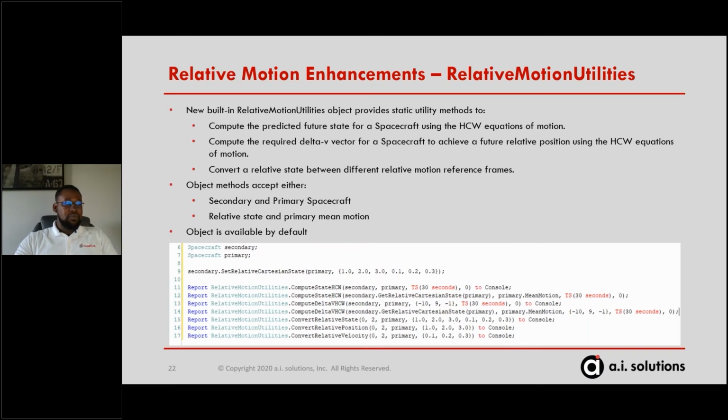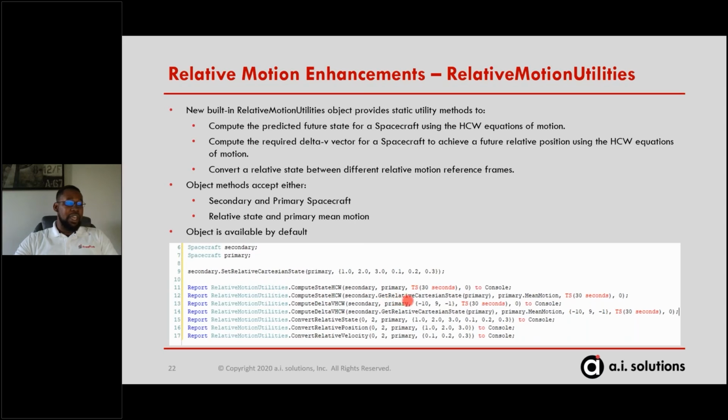Now, the object methods will accept either a secondary or primary spacecraft, as well as the relative state and the primary mean motion. We can see here on this bottom example, this is just a simple implementation of our relative motion utilities object. So we see that we have two spacecraft. We set a relative Cartesian state using a reference spacecraft and then an array for our position and velocity. And then again, without having to actually create this object because it's already available, we can just report the computed state for our HCW at some future time.